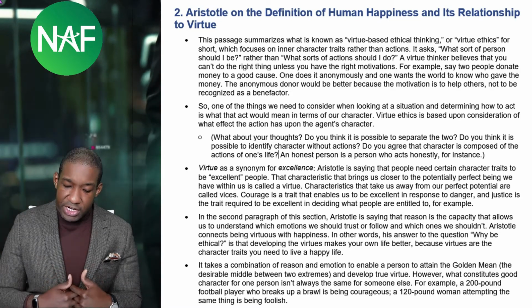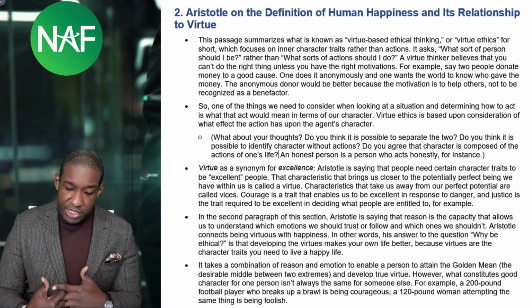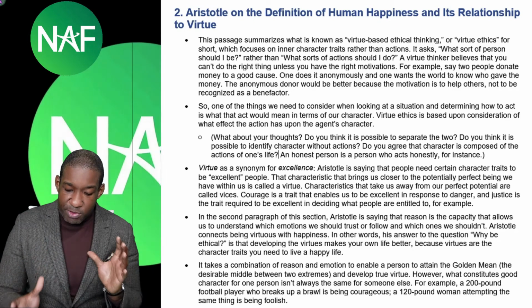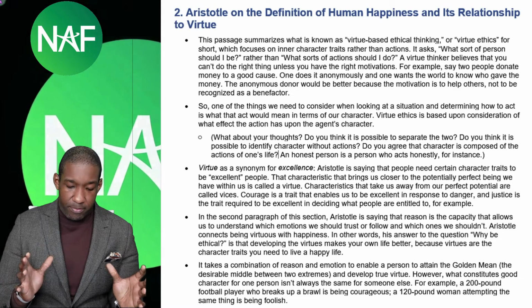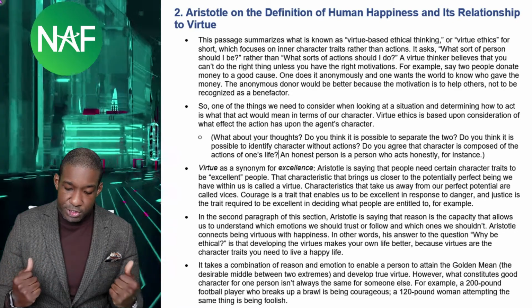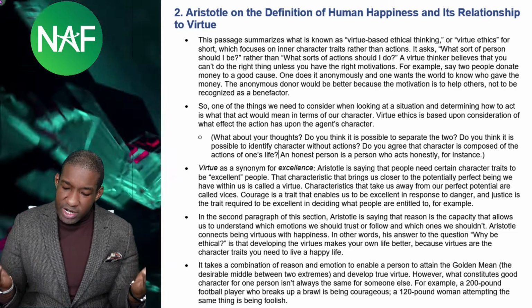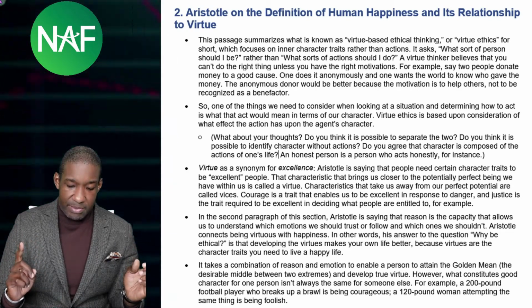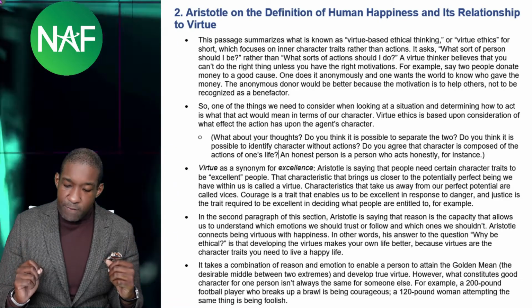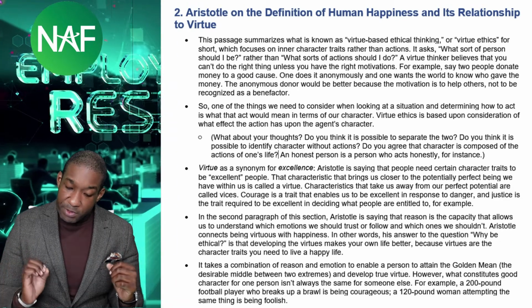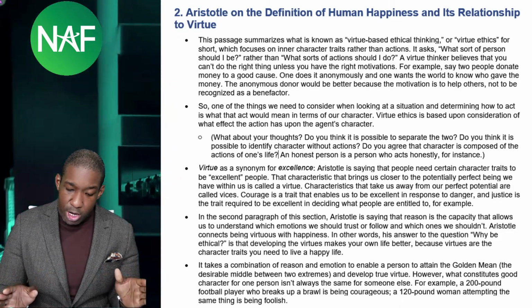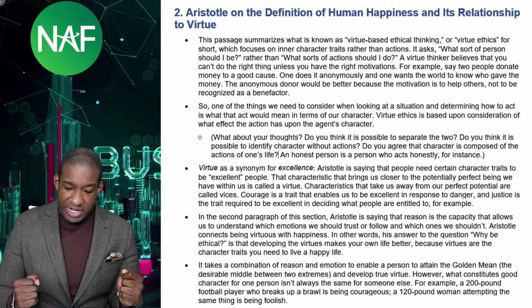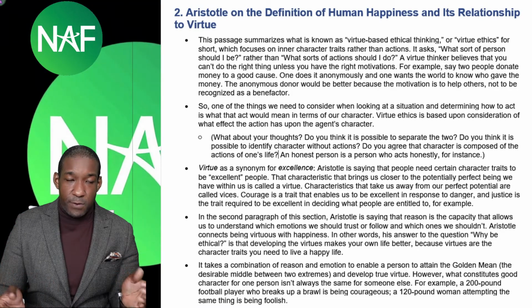It takes a combination of reason and emotion to enable a person to attain the golden mean, the desirable middle between two extremes, and to develop true virtue. However, what constitutes good character for one person isn't always the same for someone else. For example, a 200-pound football player who breaks up a brawl is being courageous. A 120-pound woman attempting the same thing is being foolish.